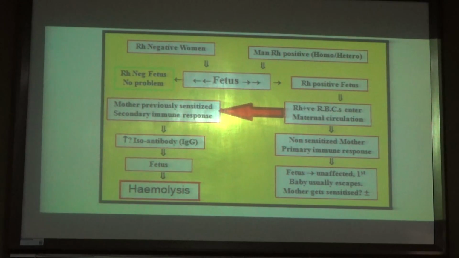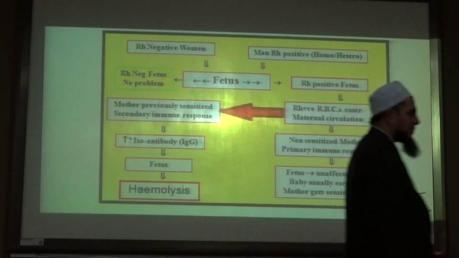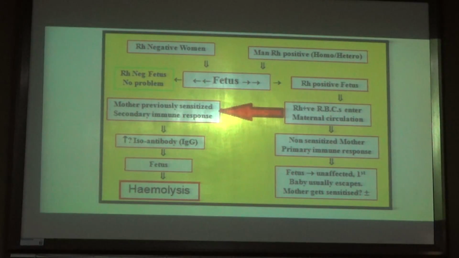When she has another pregnancy, the baby will be safe because the antibodies which were made have already been neutralized. So it is very important that you know that if your wife is Rh negative and the baby is Rh positive, you should keep this in mind and ask the doctor to give her the injection, otherwise my second baby will be in trouble. Okay? The first baby might not have any problem.